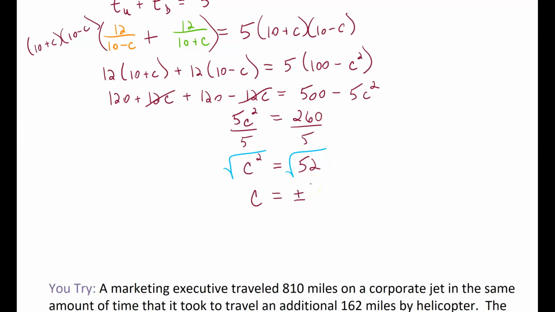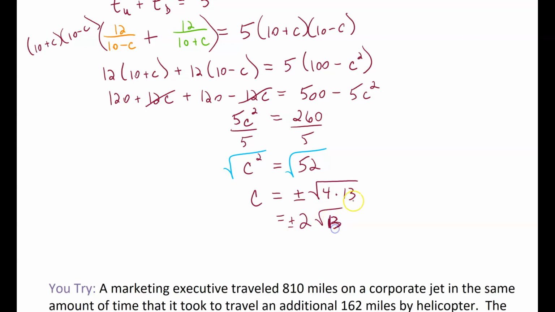Can we simplify the 52? Can we get 4 out? Does 4 come out? 4, 12, yeah. That's what 4 times, is it 13? Okay, so this comes out to plus or minus 2 square root of 13.